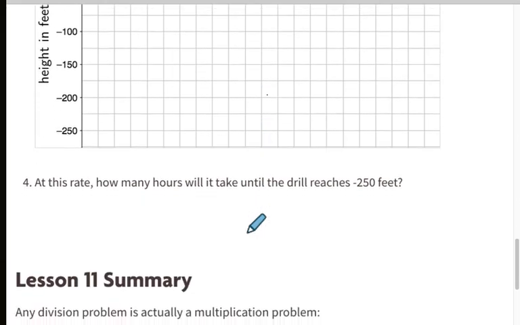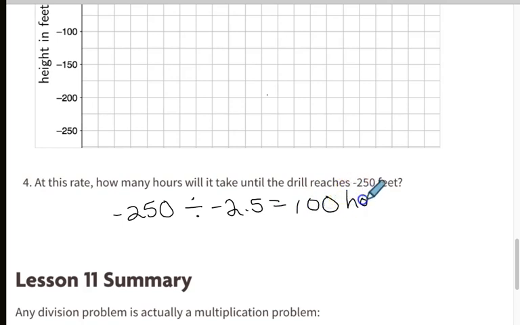At this rate, how many hours will it take until the drill reaches negative 250 feet? Well, until negative 250 feet, if I take negative 250 and I divide that up by negative 2.5, since we know that it drills negative 2.5 feet per hour, negative 250 divided by negative 2.5 would be 100 hours.